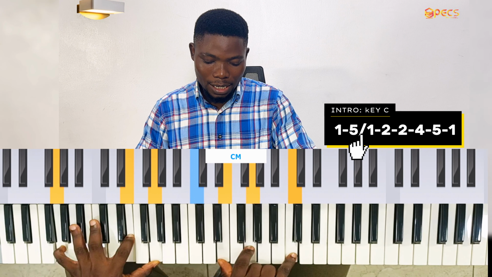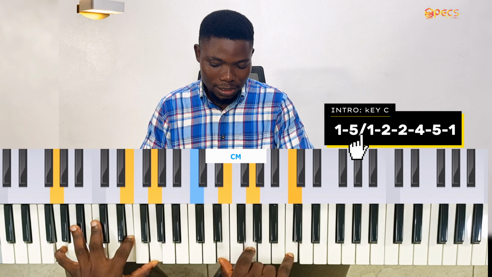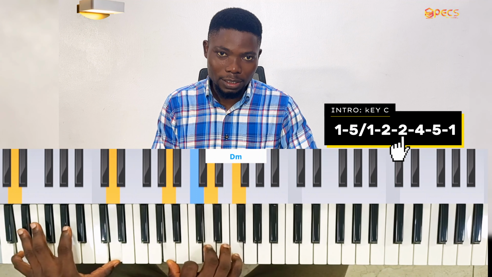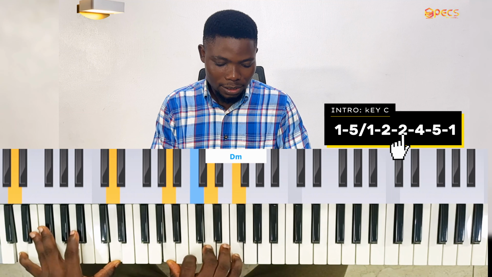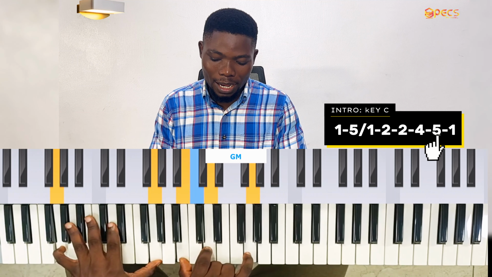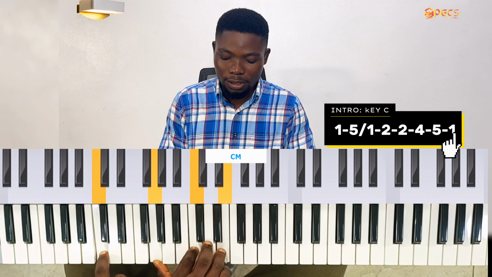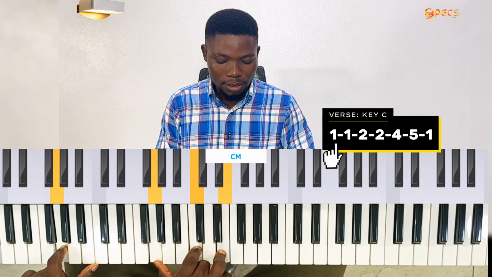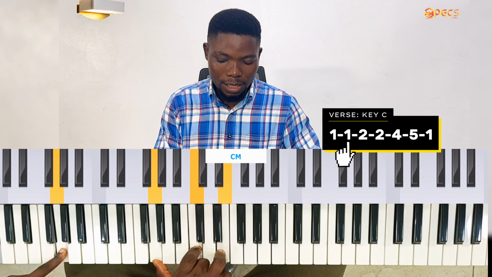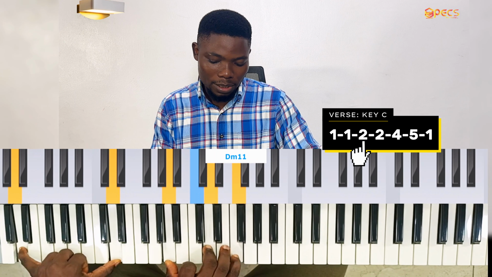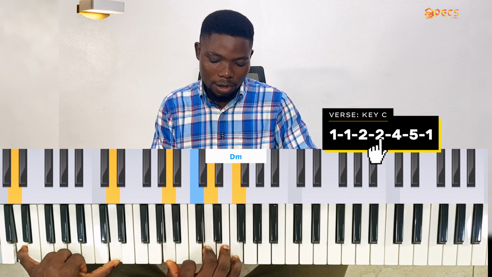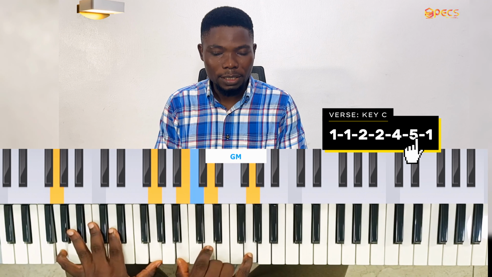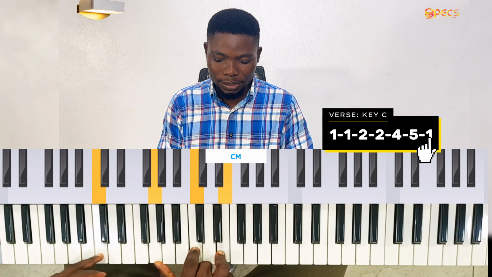Yes, you're on the 2 again. Then 4, 5, 1, and the song begins. If you are the one playing bass, 2 again. Okay, 4. So what's the chord when the song starts is 1.